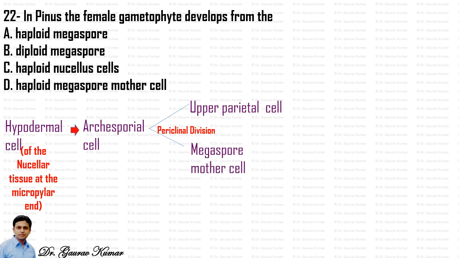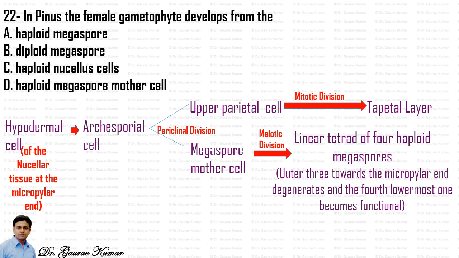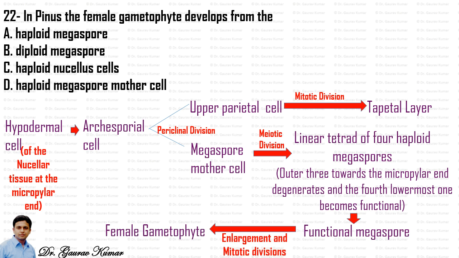This archesporial cell undergoes periclinal division to form an upper parietal cell and a lower megaspore mother cell. The upper parietal cell, after several mitotic divisions, forms the tapetal layer, while the megaspore mother cell, after a meiotic division, forms a linear tetrad of 4 haploid megaspores, out of which 3 degenerate and the 4th lowermost one becomes functional. Now this functional megaspore enlarges and undergoes mitotic divisions to form the female gametophyte. So our first option, that is, in Pinus the female gametophyte develops from the haploid megaspore, is correct.